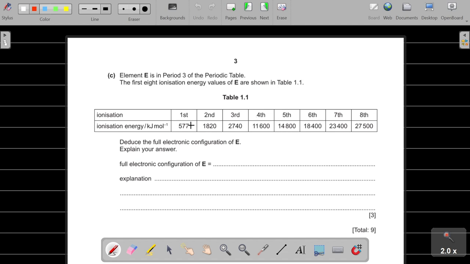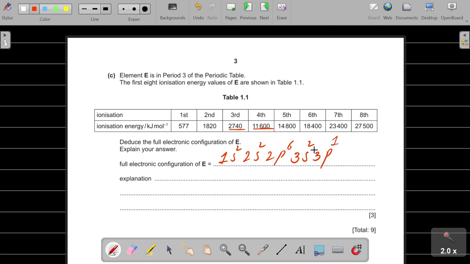Okay, so you people can see from here, when we remove the electron from third to the fourth, there's a very big jump. Here 2000, here we have 11,000. So now let me write this electronic configuration: 1s2, 2s2, 2p6 electrons in the valence shell, maximum. Okay, then 3s2 and 3p1.